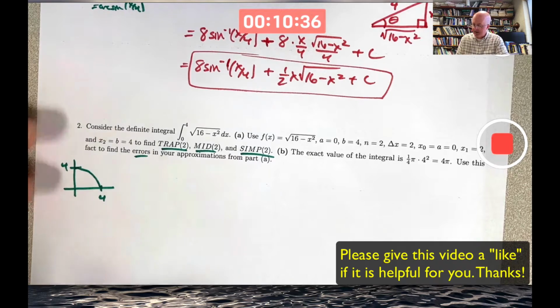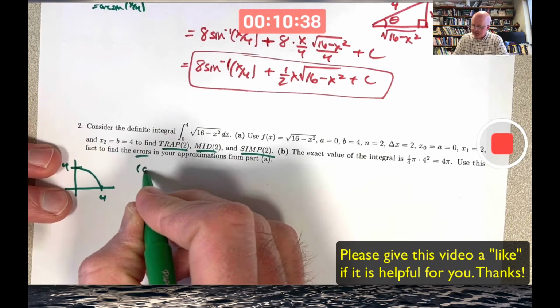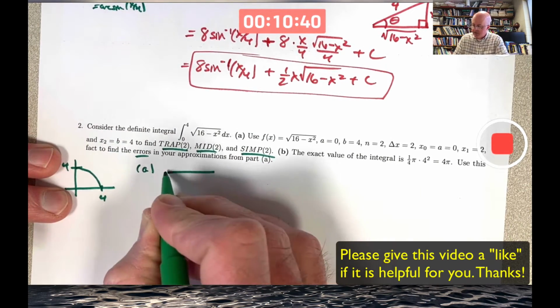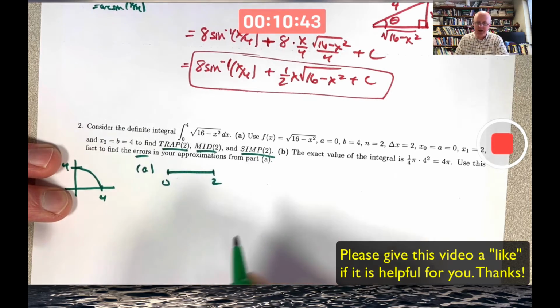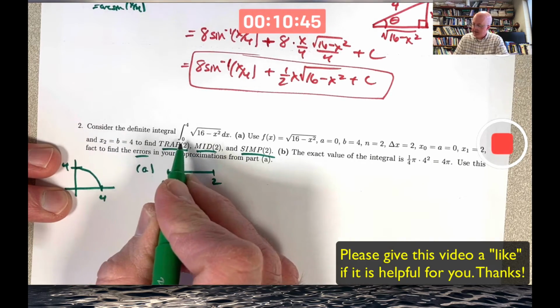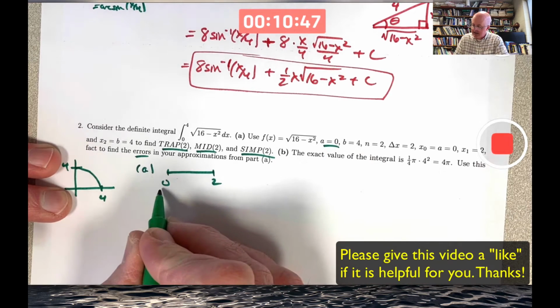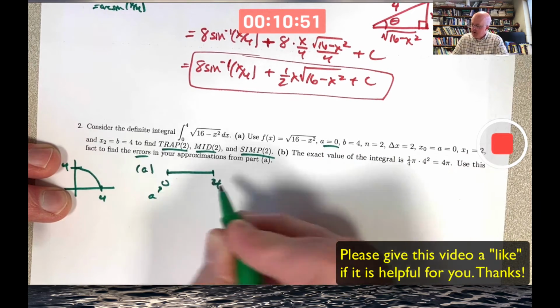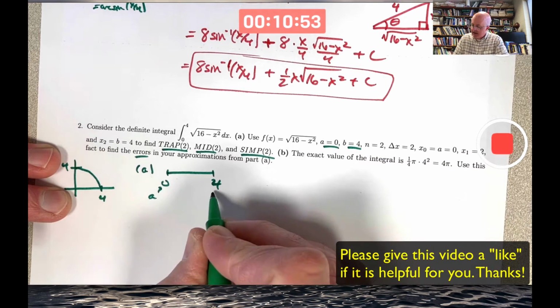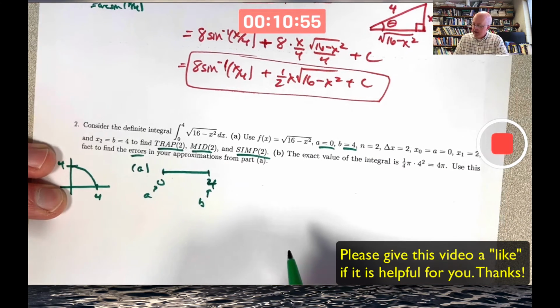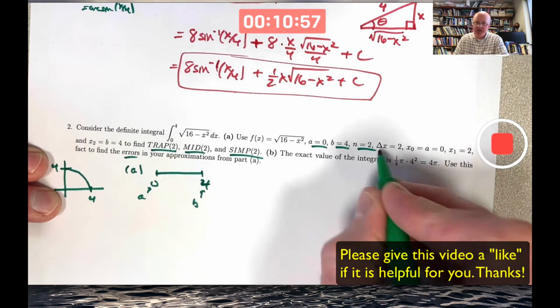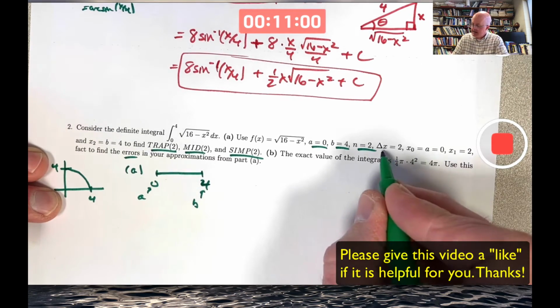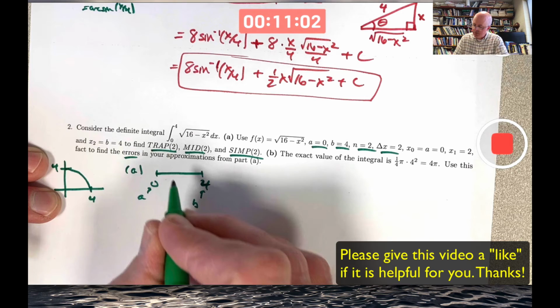Well, we're getting there. First, what is the setup? We have the interval from 0 to 4 that we're talking about. 0 is the left endpoint, that's a. 4 is the right endpoint, that is b. And we are going to use two subintervals, n equals 2, of equal size, delta x equals 2.